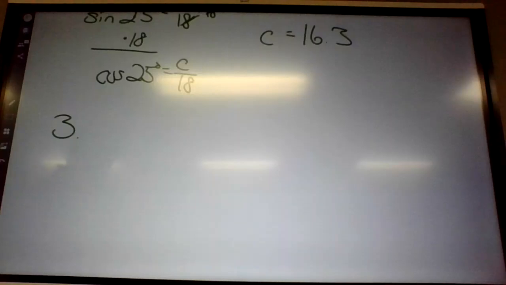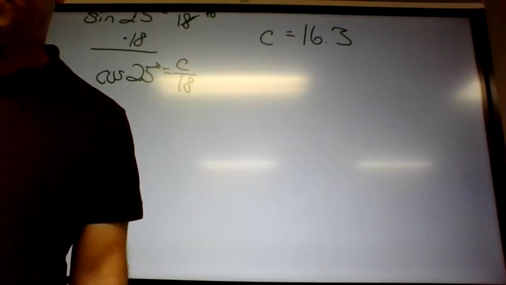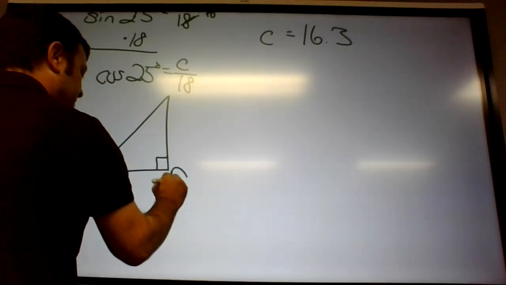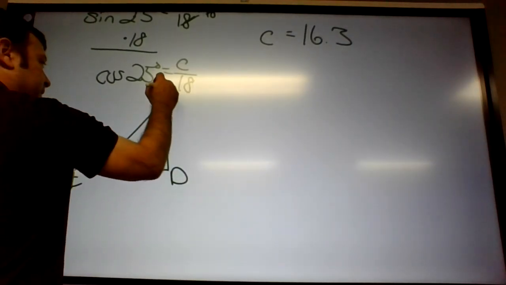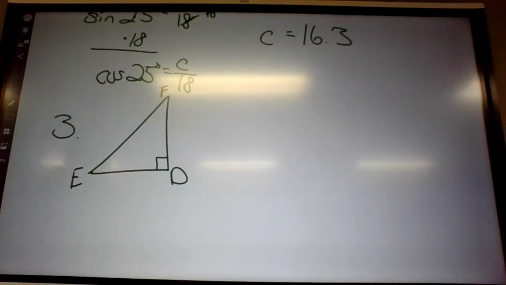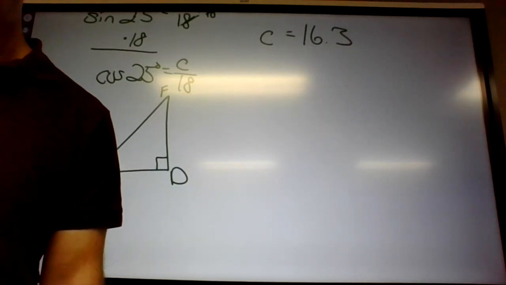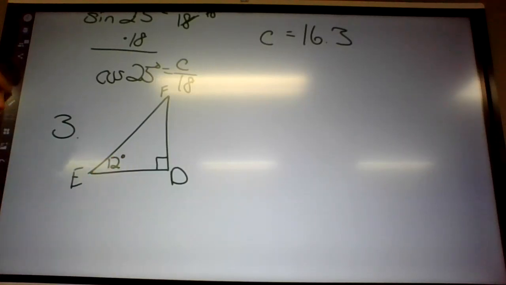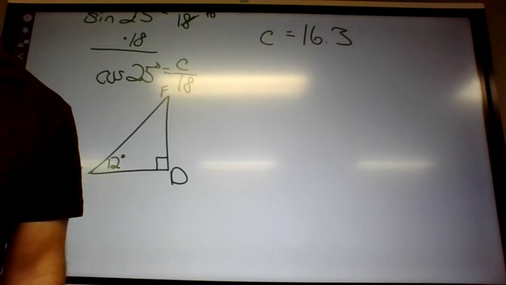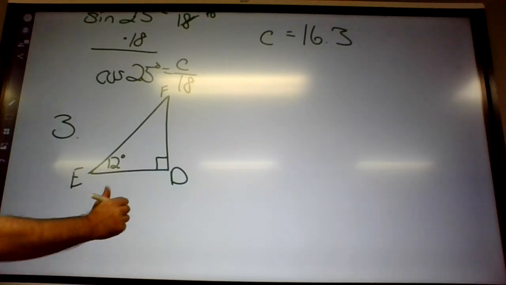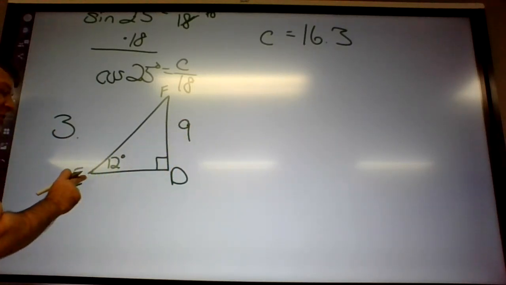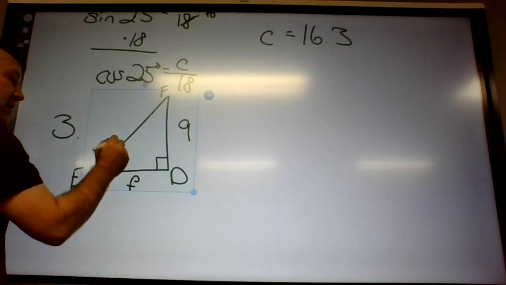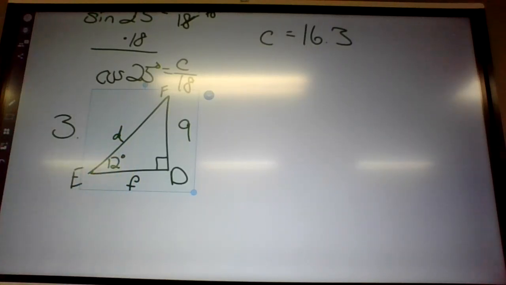Number 3. Okay, in triangle DEF, angle D is 90. Alright, so D is the right angle. E and F, doesn't really matter which is which, it's just a rough picture. It says the angle E is 12 degrees. And side E, little e, is 9. So if this is angle E, this is side E. And are we looking for side F and side D, I'm guessing? Yes, okay.